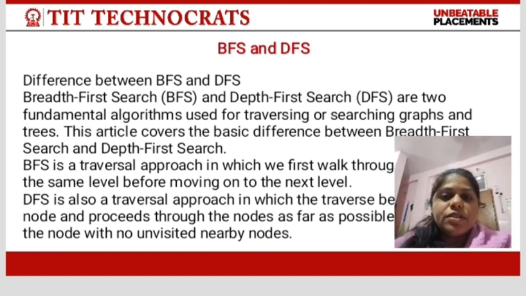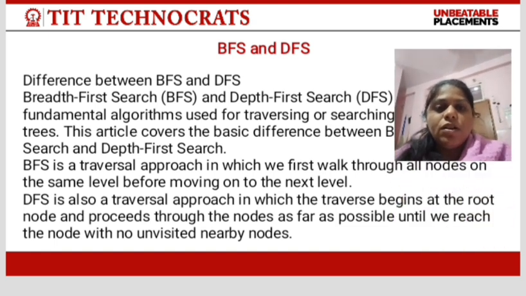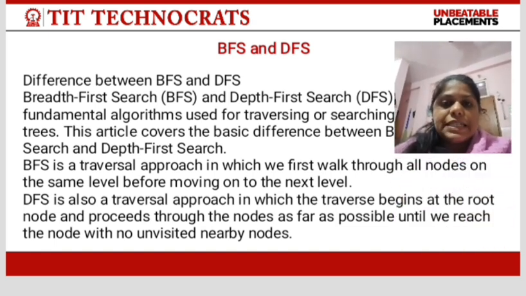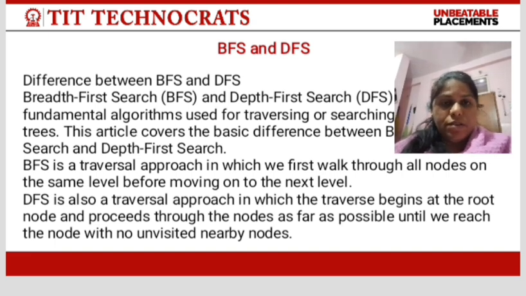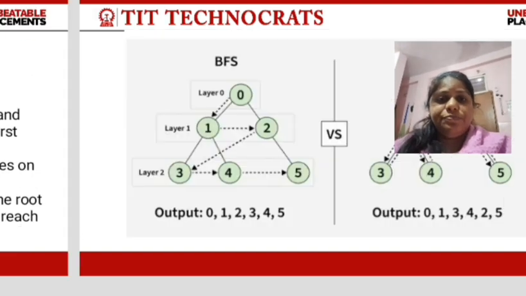So BFS is a traversal approach that first walks through all nodes on the same level before moving on to the next level. So BFS is basically level-wise searching and level-wise traversing, and DFS is also a traversing approach, going from the root to the leaf node. That means you travel by depth, proceeding through the nodes along all possible paths until you reach a node with no unvisited neighbor.